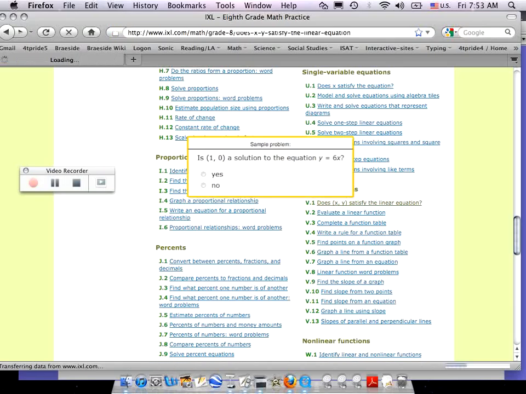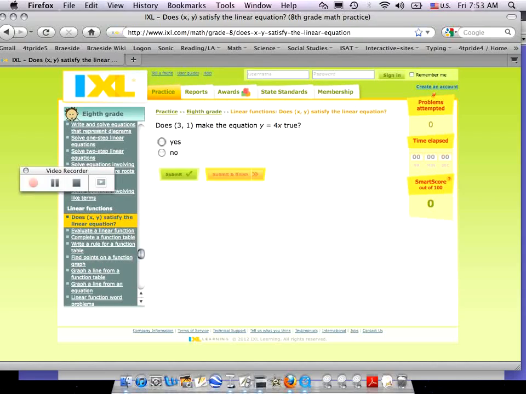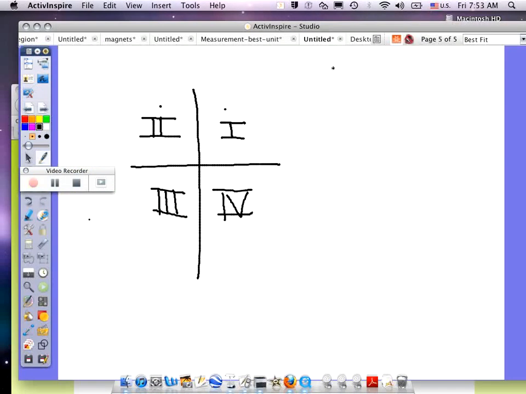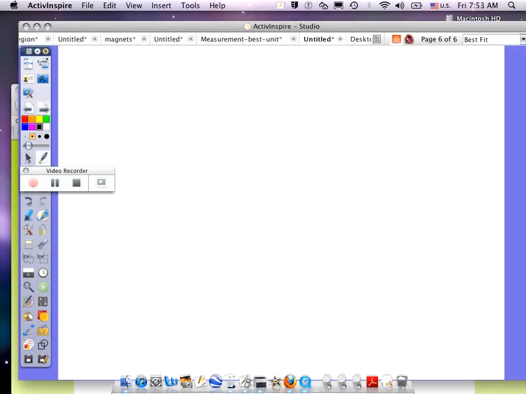We call that a linear function versus, you see at the bottom, a nonlinear function. When you graph it, it won't make a nice line, a little more difficult to work with. I'm going to start with, does x, y satisfy the linear equation? You'll have problems like this. Does 3, 1 make the equation y equals 4x true? So you have a point, 3, 1. Does it make the equation y equals 4x?